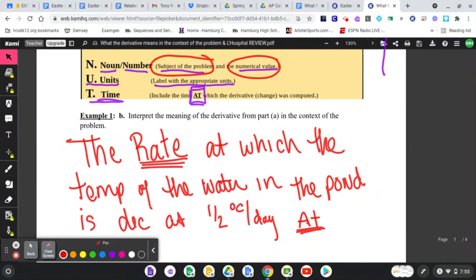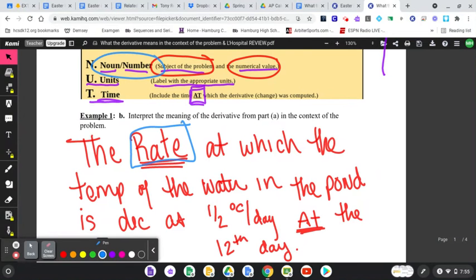At the 12th day. And let me just go back and see if we hit NUT. Do we have the noun and the number? Okay, so again, I have the word rate because we took a derivative. The noun, what are we talking about? The temperature of the water in the pond. The number is 1/2. Now I didn't put the negative in because I said it's decreasing. So we're not going to count that negative twice. It's decreasing at a rate of 1/2 degrees Celsius per day. So I've labeled with appropriate units. And I'm including the time, at the 12th day.